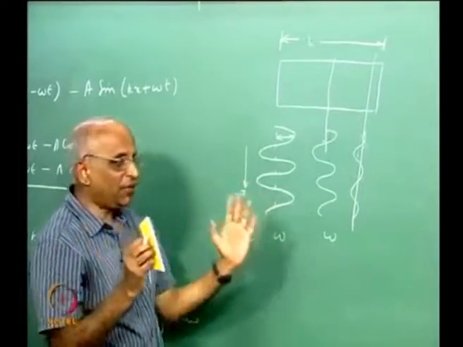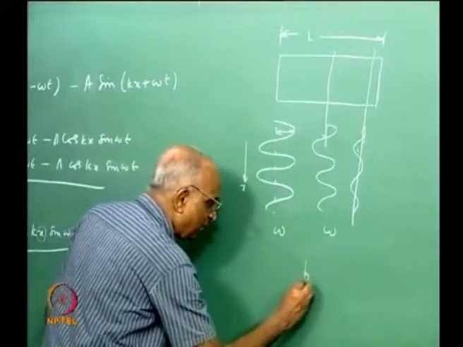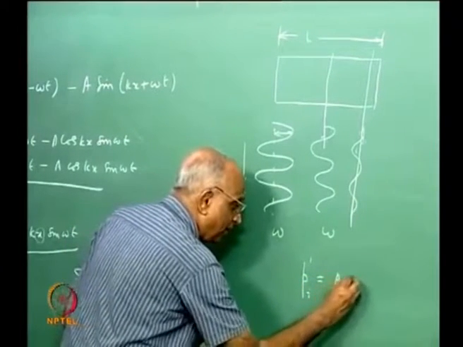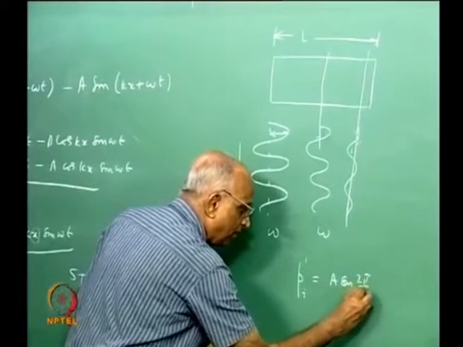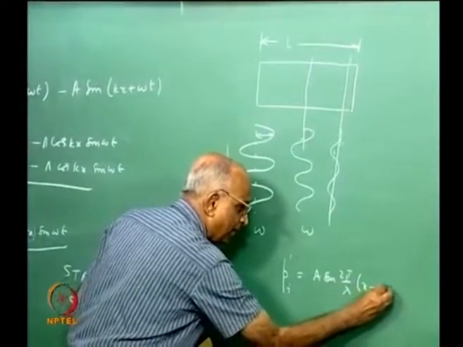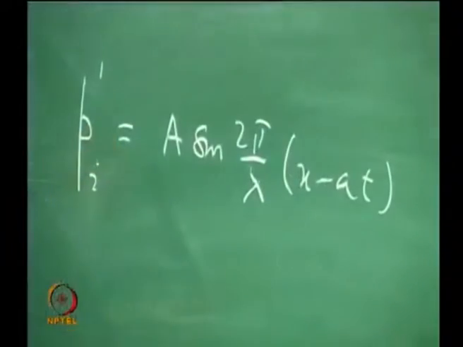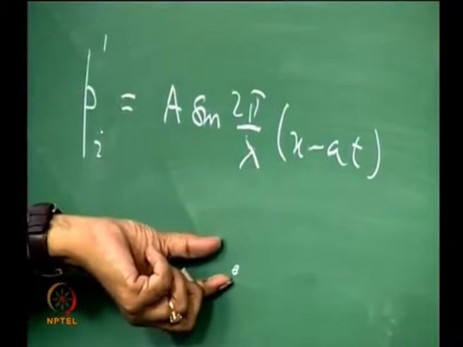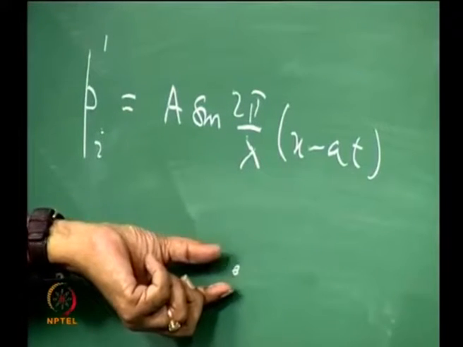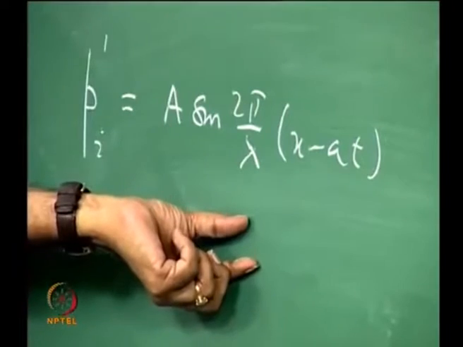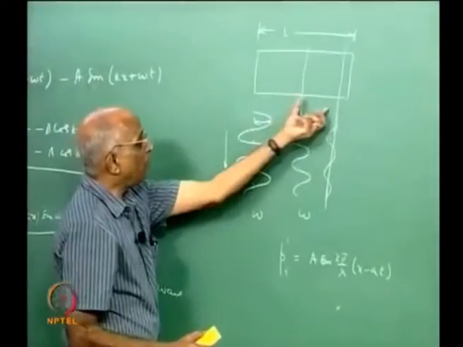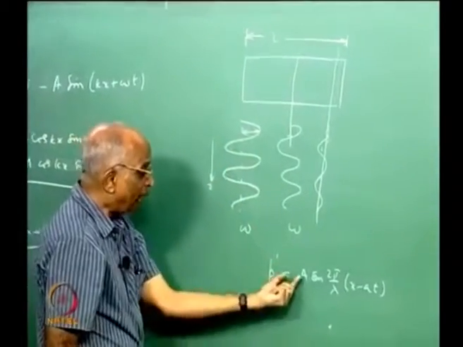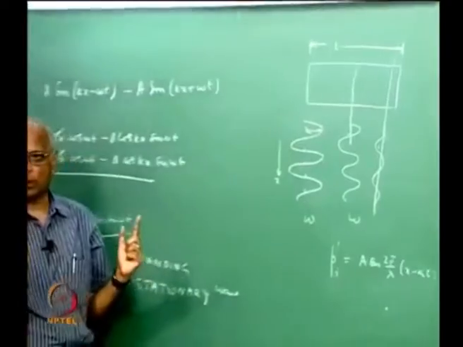Whereas if I talk in terms of a travelling wave, what is the equation for an incident wave? P incident, p prime we said, is equal to a sin 2 pi by lambda into x minus at. What is going to happen to a travelling wave? Maybe the point is here, the point sees the maximum amplitude a, then it sees a slightly smaller amplitude, then it sees a negative amplitude, then a positive amplitude, whereas in the combination, at a particular point I get the same value, the amplitude does not change at all, and this is important.